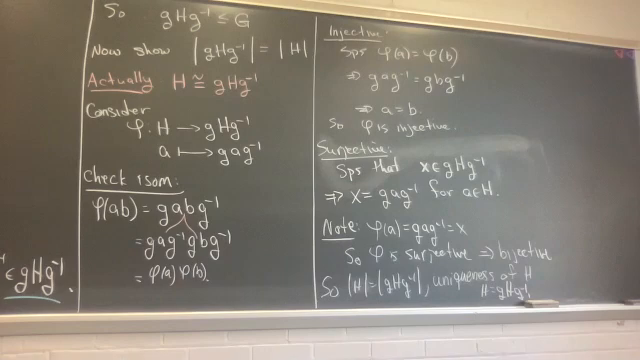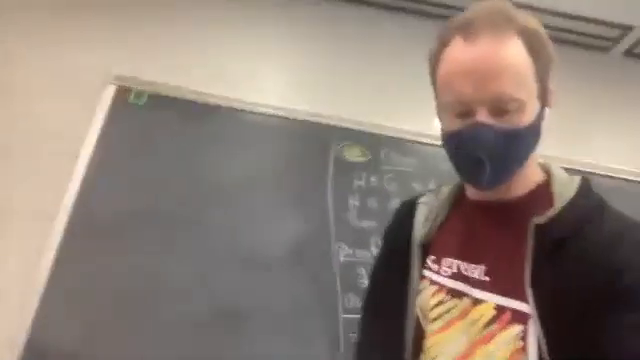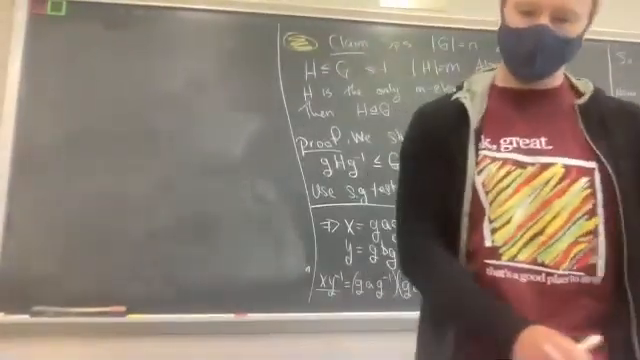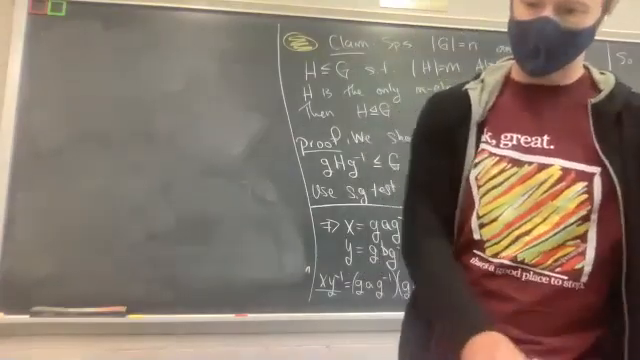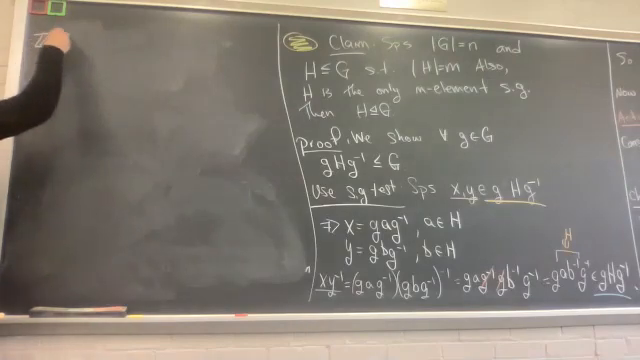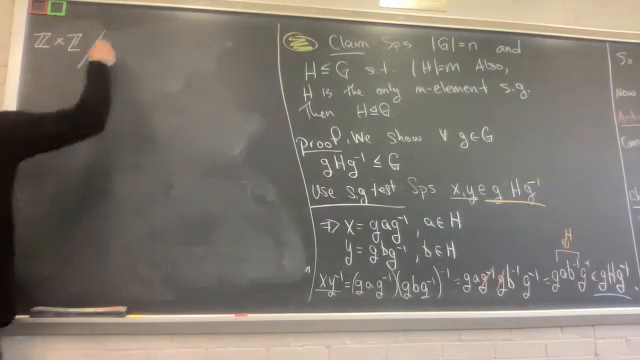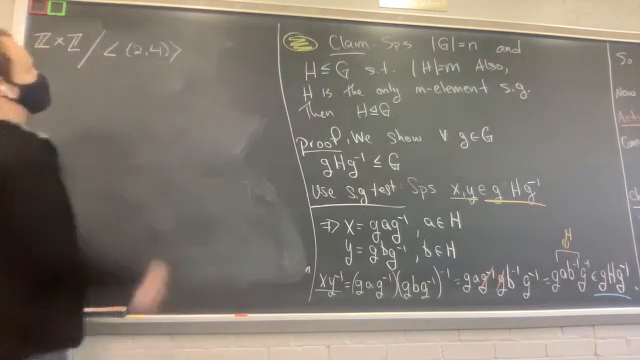Okay. So let's look at a concrete example now, and then maybe we'll take turns giving you guys some opportunity to work on the problems. Let's look at this. Z cross Z mod the cyclic group generated by (2, 4).